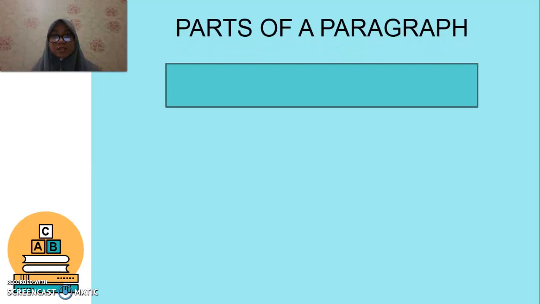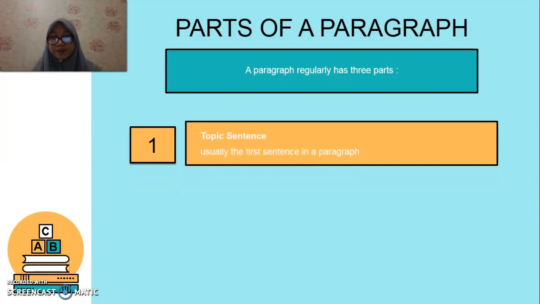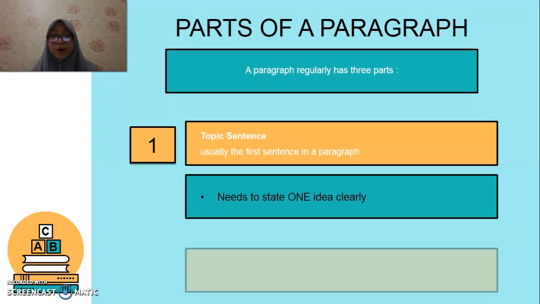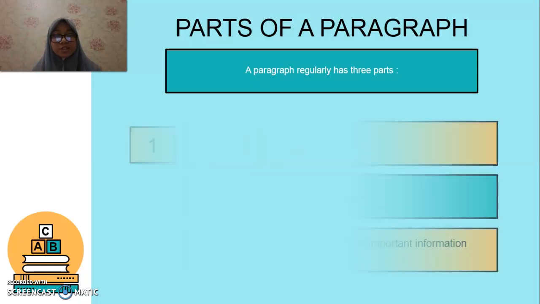Parts of a paragraph. A paragraph regularly has three parts. Number one, topic sentence or the beginning sentence, usually the first sentence in a paragraph, needs to state one idea clearly. Useful tip: always put the most important information first.